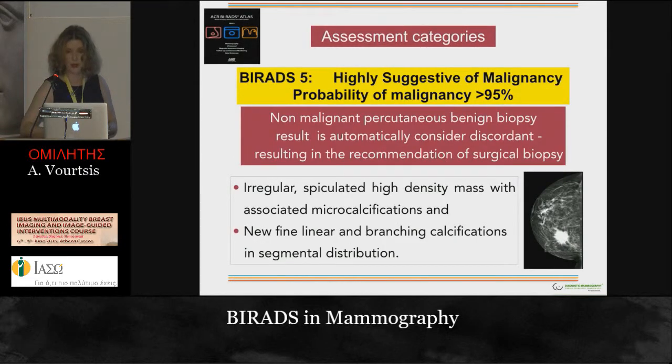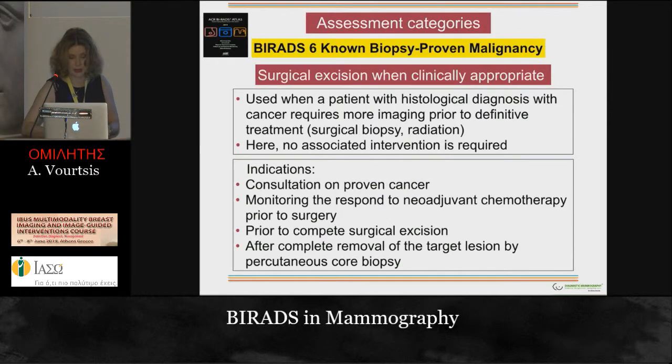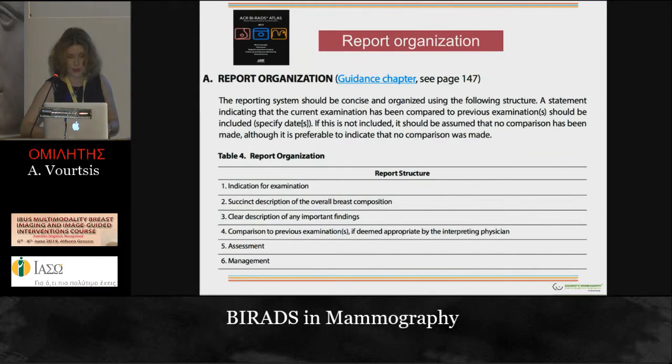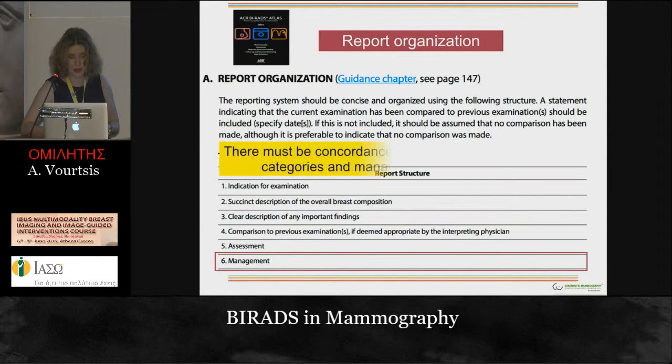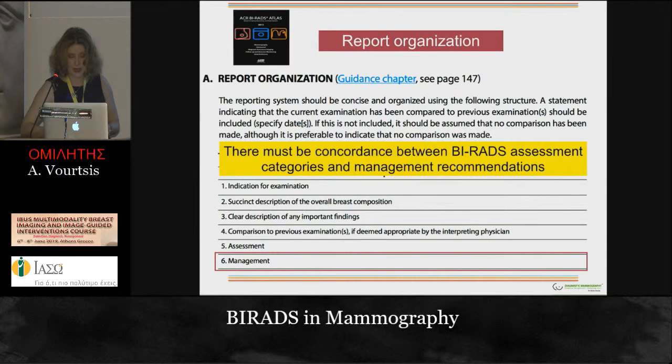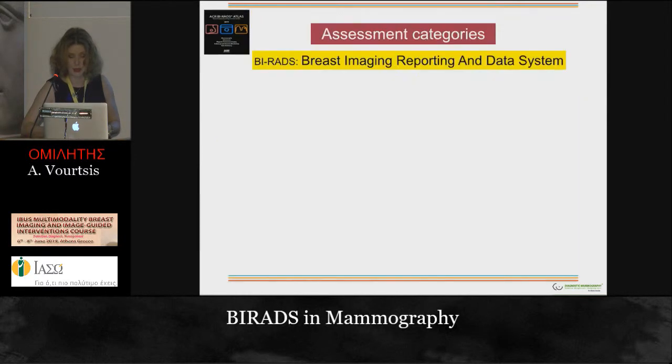BIRADS 5 is a category in which we include findings that are highly suggestive of malignancy, with probability of more than 95%. Here are the regular spiculated high-density masses with associated calcifications or newly found linear branching calcifications in segmental distribution. And you all know BIRADS 6. It is defined as a cancer that is already known and has been biopsy proven for malignancy. Of course, this is very important, you must always be concordant between your imaging findings, BIRADS assessment categories and management recommendations.